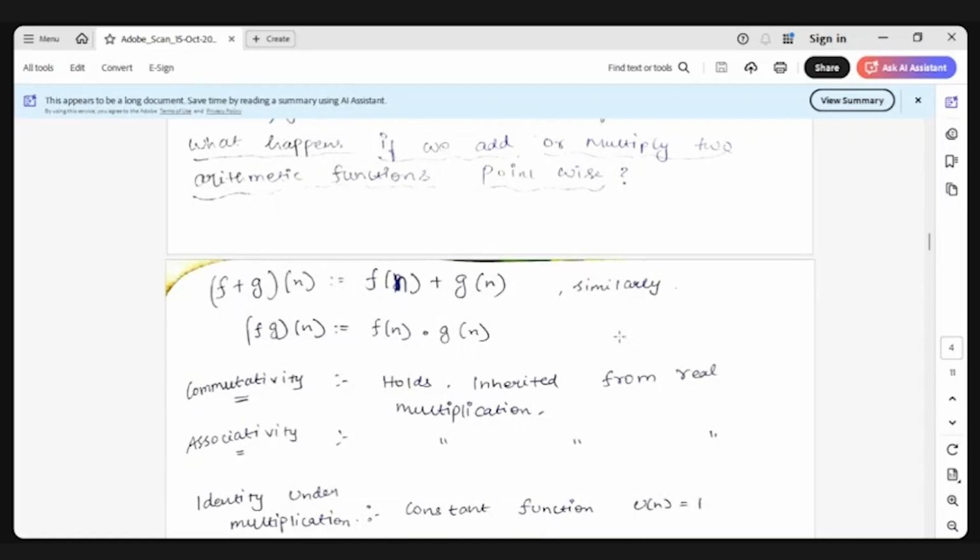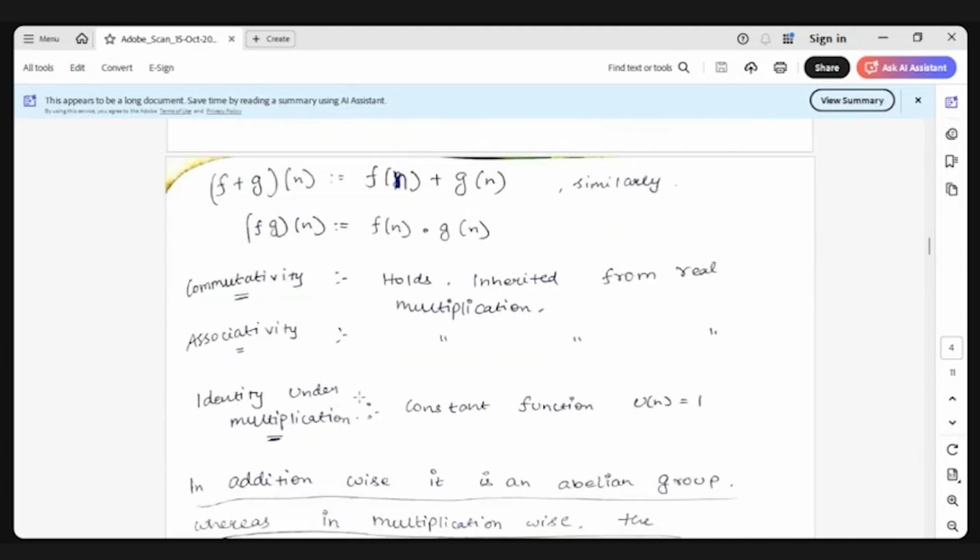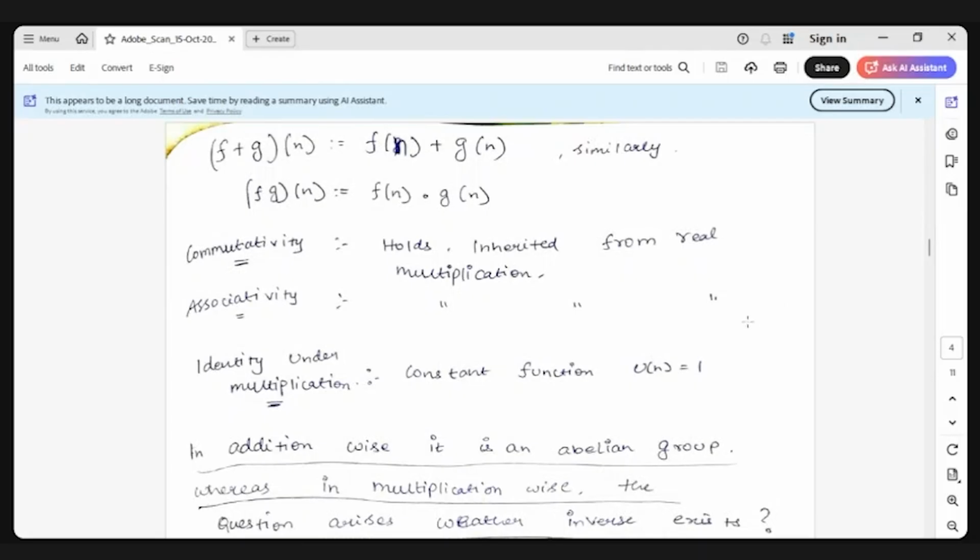So commutativity holds, because it is inherited from real multiplication or real addition. Similarly, associativity also holds. The identity under multiplication is the constant function 1. So this holds true. Now, under addition it is an abelian group, whereas under multiplication the question arises whether an inverse exists or not.